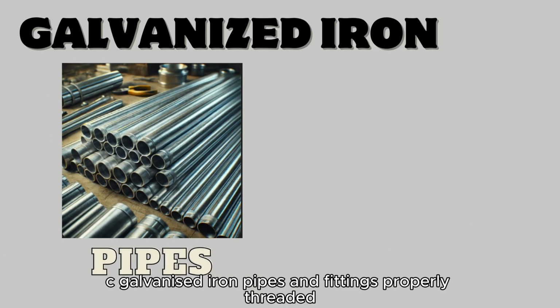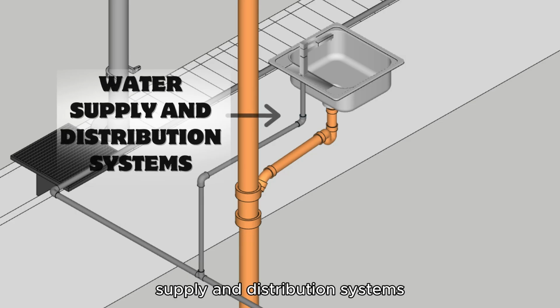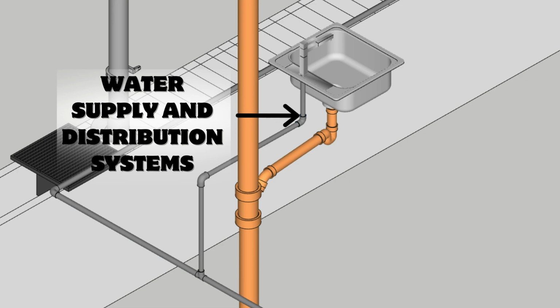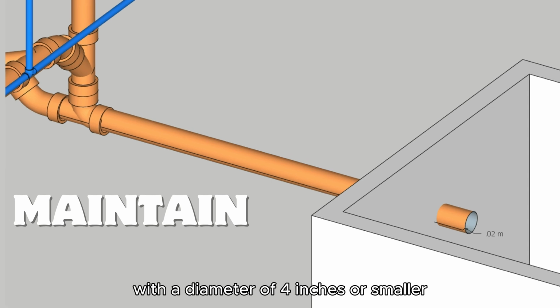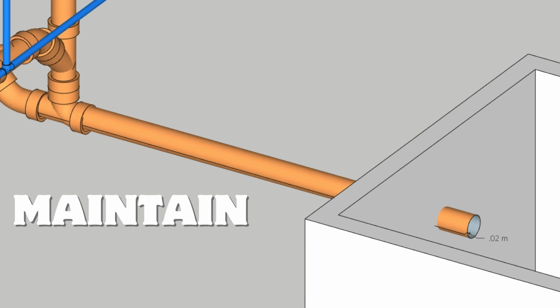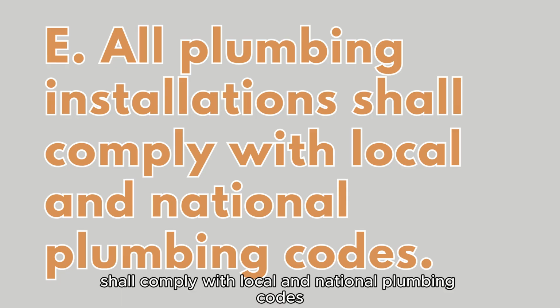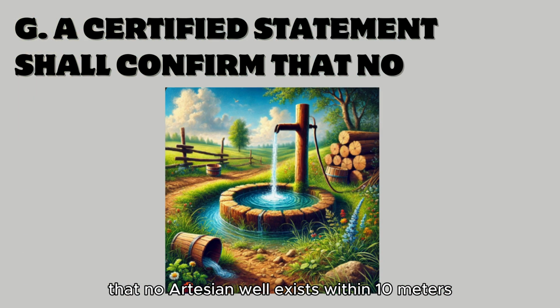C, galvanized iron pipes and fittings, properly threaded, should be used for all water supply and distribution systems. D, maintain a slope of 2% for pipes with a diameter of 4 inches or smaller and 1% for pipes greater than 4 inches. E, all plumbing installation shall comply with local and national plumbing codes. F, all plumbing work shall be done under the supervision of a licensed plumber. G, a certified statement shall confirm that no artesian well exists within 10 meters of the septic tank location.